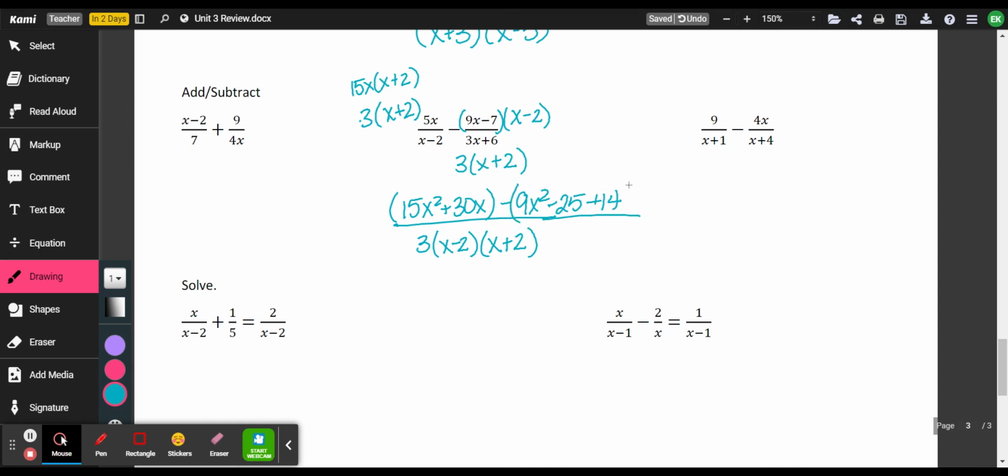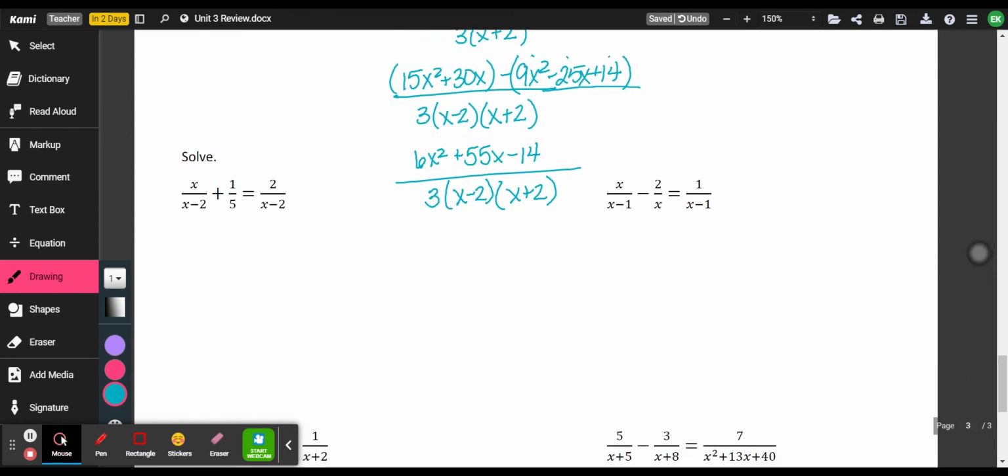Now I'm just going to combine like terms. I used parentheses intentionally because I am subtracting everything in this second parenthesis, so I need to be careful about my signs. So 15x squared minus 9x squared is 6x squared. 30x, oops, I forgot my x here, plus 25x is plus 55x, and then minus 14, all over 3, x minus 2, x plus 2. Looking at this top, I'm guessing it's probably not factorable, and there's certainly nothing I can take out, so I'm just going to leave that alone.